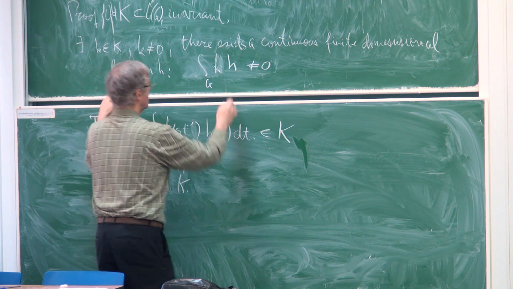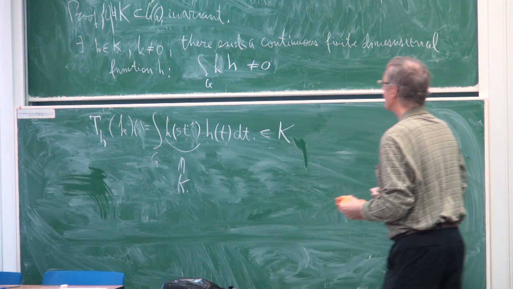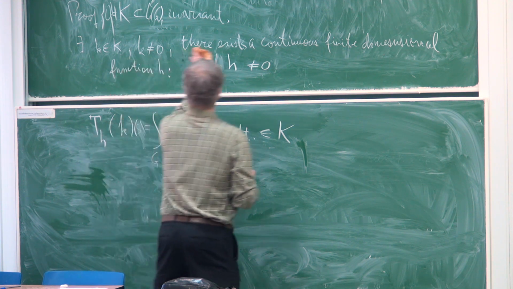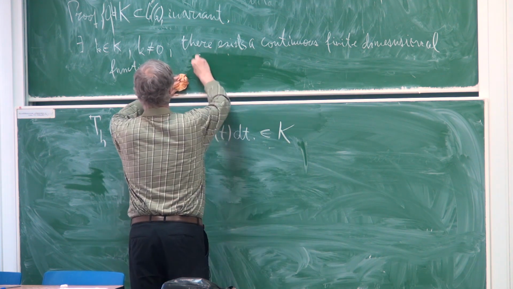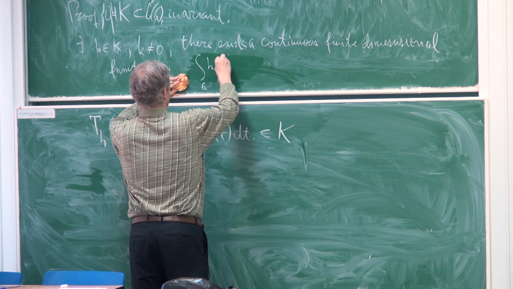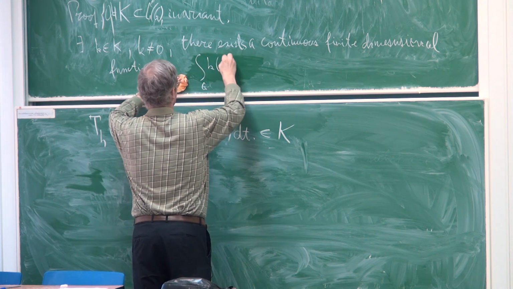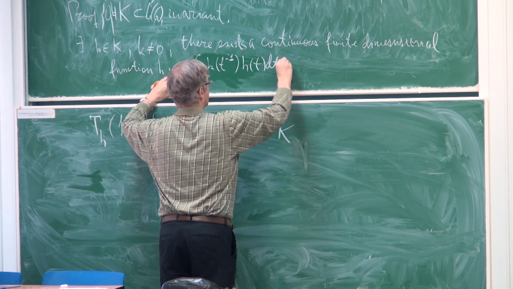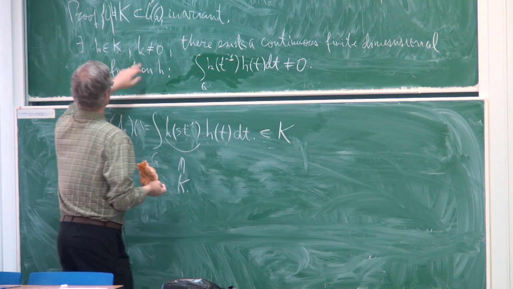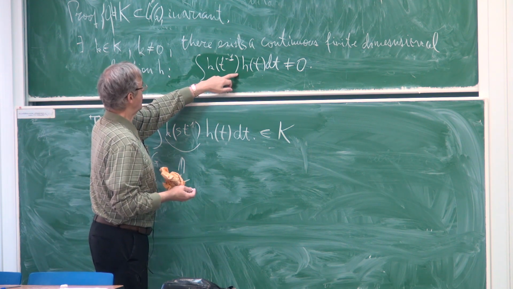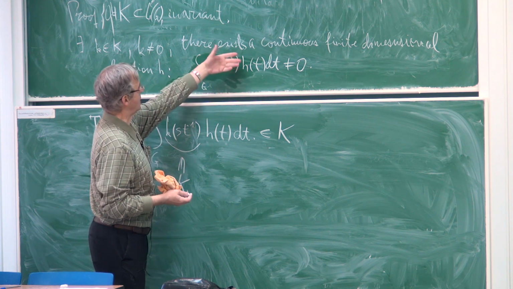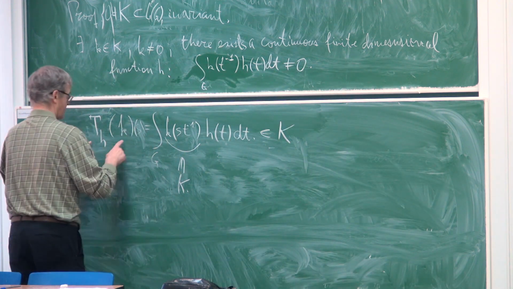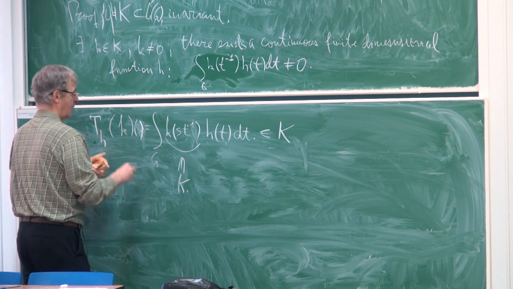Let me correct this, probably. This condition, probably it is better to write it in this form: integral over G of k of t to the power minus 1, h of t dt is not equal to 0. Because if this function is non-zero, then this function is also non-zero, and its integral with some finite dimensional function also should be non-zero. So this function is non-zero because it is continuous.